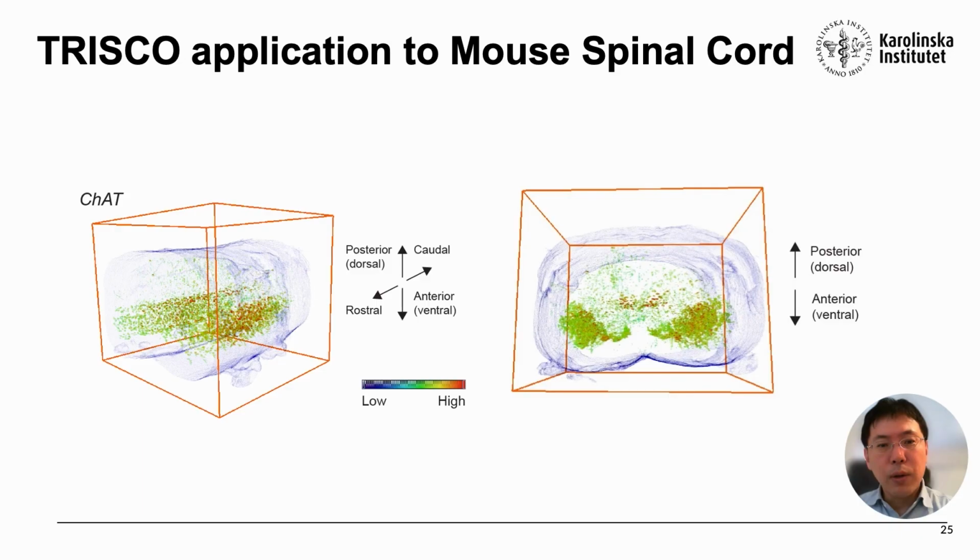Here is an application example in the mouse spinal cord. The staining pattern of CHAT, a cholinergic neuron marker, matched with the known expression pattern.